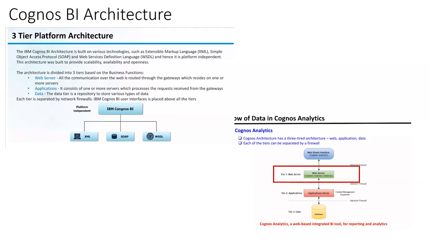Proceeding to tier 2, where the actual applications are available, the application server consists of the content management or the dispatcher. These are the core of IBM Cognos here. The application server provides several facilities to enrich the analytical experiments, consisting of data modules, dashboard creation and management, report generation management, story point creation and management. Different kinds of application functionalities are managed by the application server at tier 2.